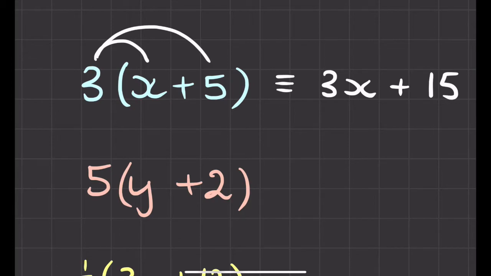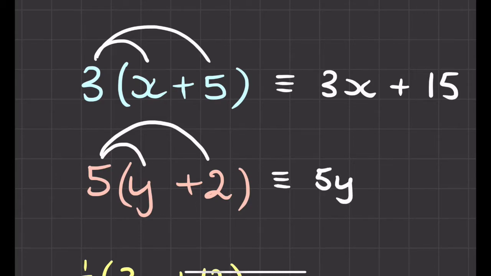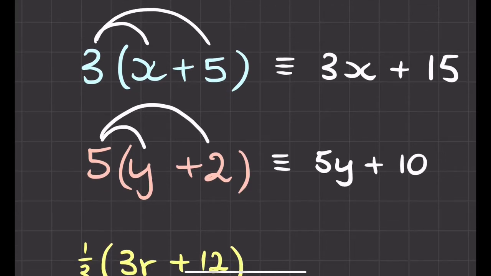So we've got 5 groups of everything now. So I've got 5 groups of y, and I've got 5 groups of 2. So 5 groups of y, we can write that as 5 times y, or just 5y. And 5 groups of 2, well that's the same as 5 times 2, and 5 times 2 is 10. So we're going to add on 10. Right, let's have a go at another one.